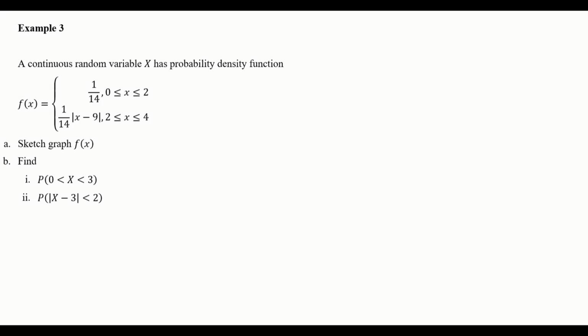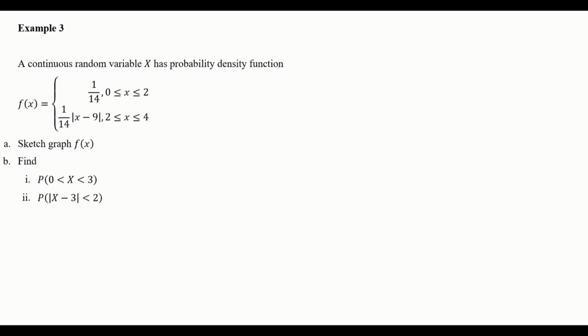Okay, example 3. A continuous random variable x has a probability density function f(x) equal to 1 over 14 for x between 0 and 2, and 1 over 14 modulus x minus 9 for x between 2 and 4. So the question is, the first one, we need to sketch the graph for f(x), and b, we want to find the probability of x between 0 and 3 and the probability of modulus x minus 3 less than 2.